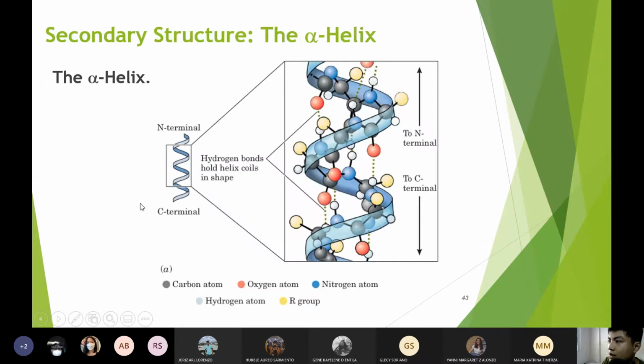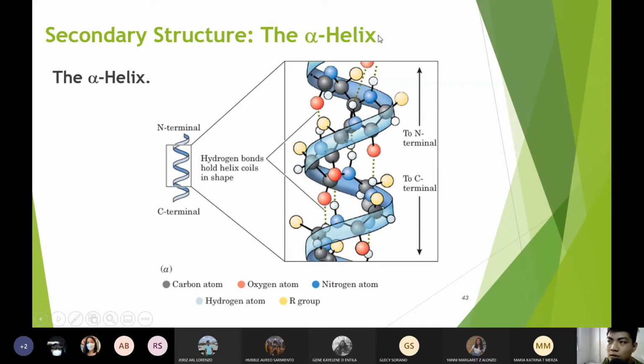Okay, so tignan natin. So as you can see, these are the CO groups. The C double bond O ng ating amide group. So they are pointing downwards. Okay, so ibig sabihin, the C terminal are pointing downwards. But look at the N terminal. The N are pointing upwards. Okay, so ano yung mangyayari kapag ganun? So that causes our alpha helix structure to form a macrodipole.